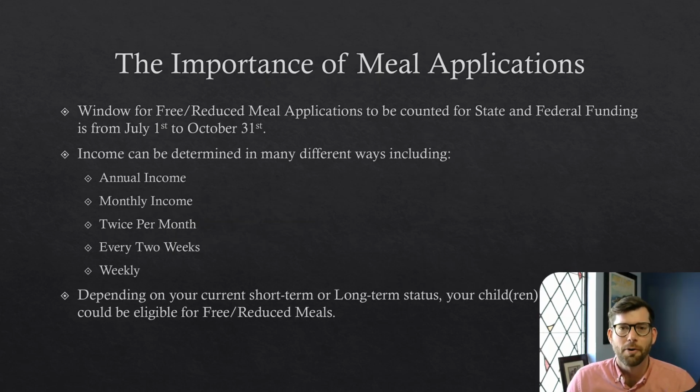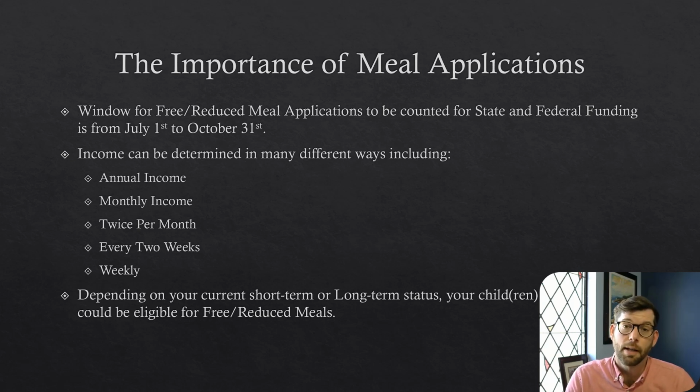So let's talk a little more about our free and reduced meal applications. We receive funding through the state through that supplemental fund we just discussed, but we also receive funding from the federal government through Title I funding that goes directly to our schools. Either of these funds, state or federal, require us to receive these applications between July 1st and October 31st on an annual basis. This is important because families do have to reapply every year within this window in order for us to count them and receive this funding.